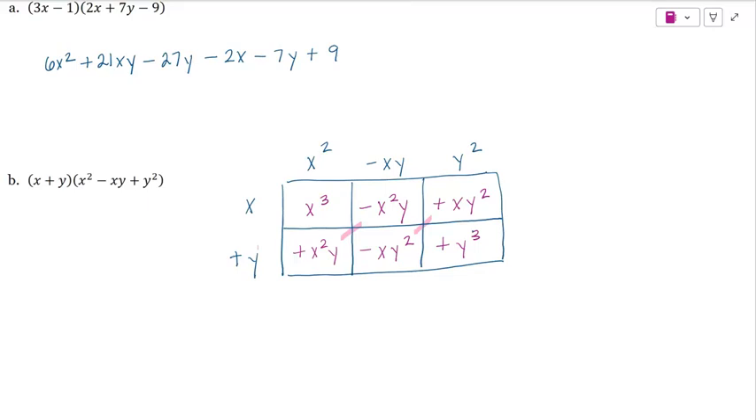It looks like for our final answer, we'll have x cubed. Looking at the terms in that first diagonal, I've got one that's a positive and one that's a negative, so I think that they are canceling each other to be 0. And that same thing is happening for that second diagonal. So it looks like this is just x cubed plus y cubed.